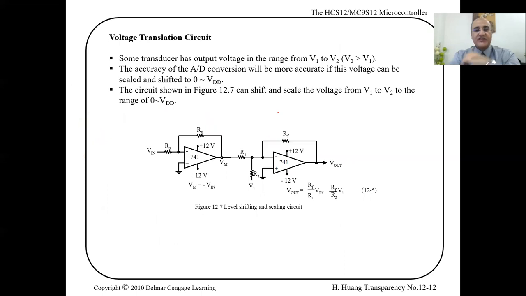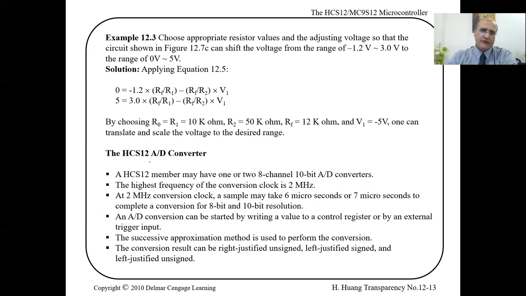Another circuit using 741s would shift. If you get a negative voltage, for example, you can shift it by adding voltage here, applying a negative voltage to here. Negative times negative is positive, so we can shift it by this amount and amplify it by this amount by setting these resistor values. So, a shift and amplify circuit. Just reminding you of electronics, some examples on that.